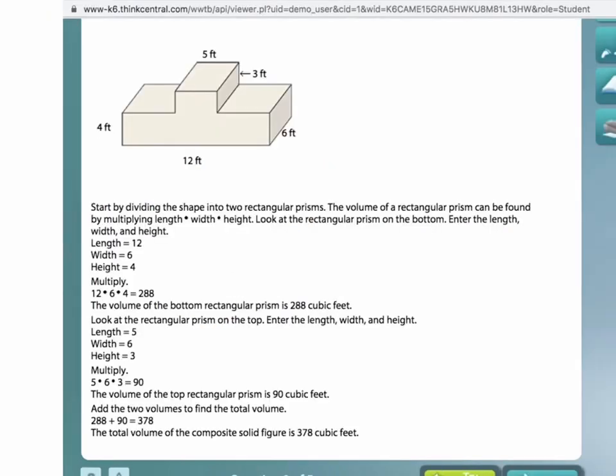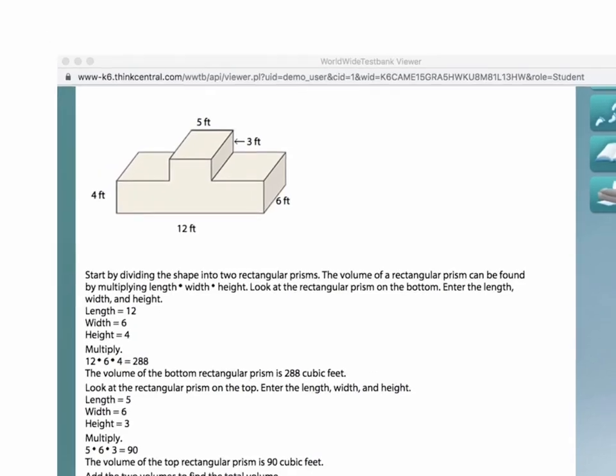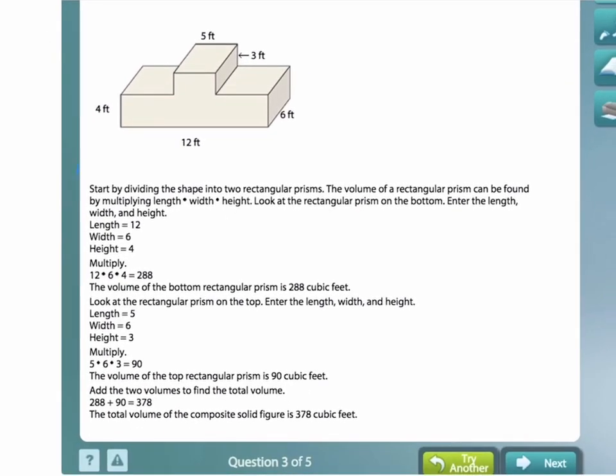I went ahead and included the ThinkCentral answer. If you ever get stuck on ThinkCentral, I always suggest that you use the view example. So this is a copy of their example. It doesn't show how they cut it, but explains how they cut it up here. And they cut it the same way that we did, and they ended up with the same total composite volume.